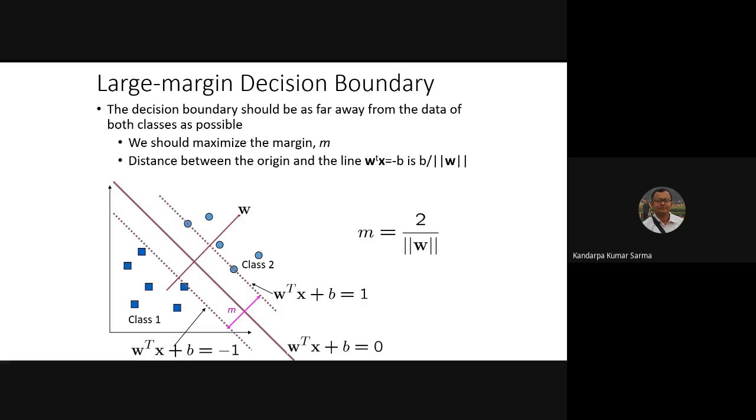And the large margin decision boundary is linked to this m value, given by 2 by the norm of w, while the decision boundaries for class 1 and class 2 are given by w transpose x plus b equal to -1 for class 1, and w^T x plus b equal to 1 for class 2, while w^T x plus b equal to 0 is used for laying the decision boundary.